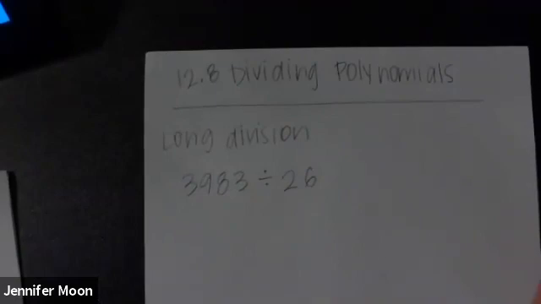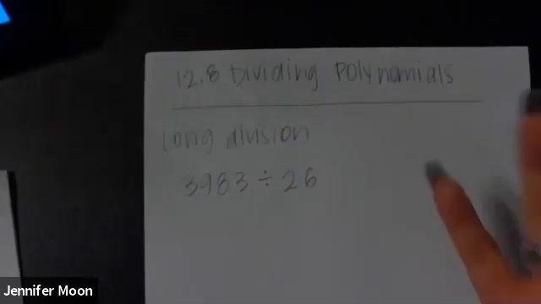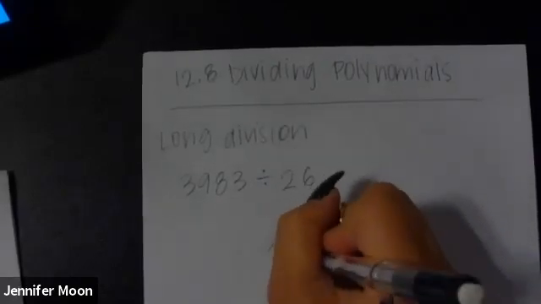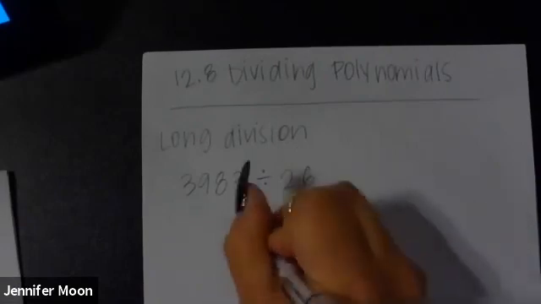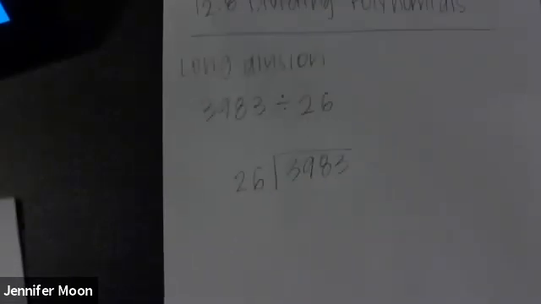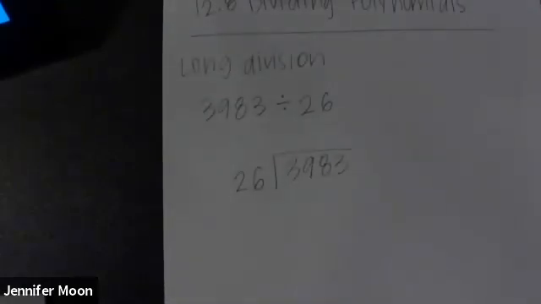Now, the way we would do this, because usually in math class, it's not use your calculator, it's compute it by hand. With the polynomials, you have to do it by hand. But let's pretend you were told that you had to write out all the steps. You couldn't use your calculator. This is how we would do it, right? This is saying the same thing. This is saying 3,983 divided by 26.